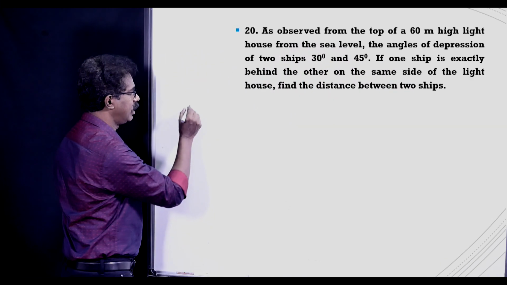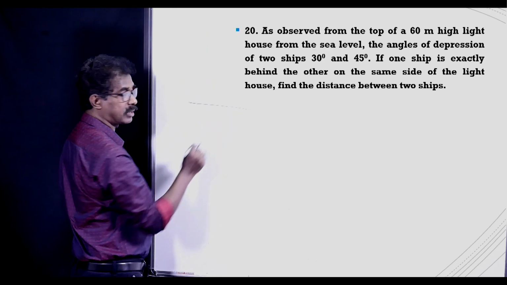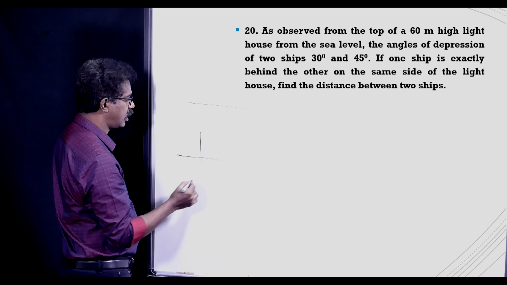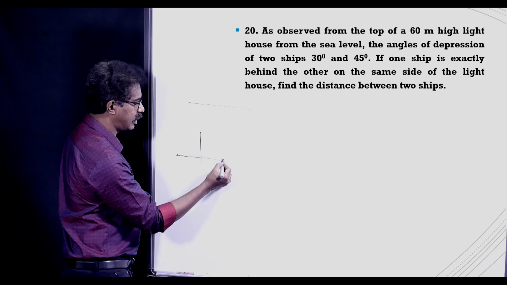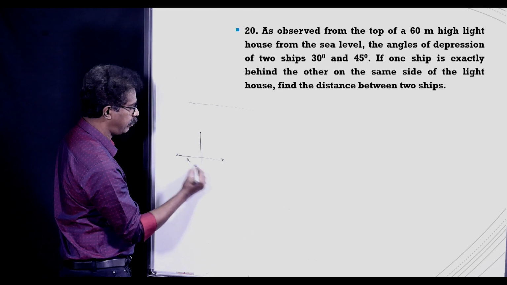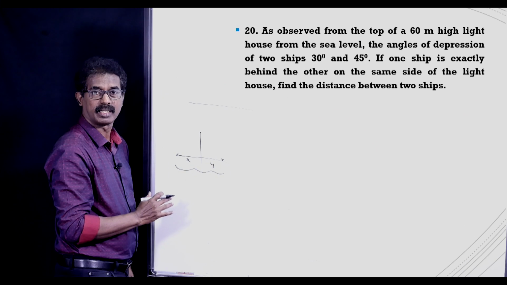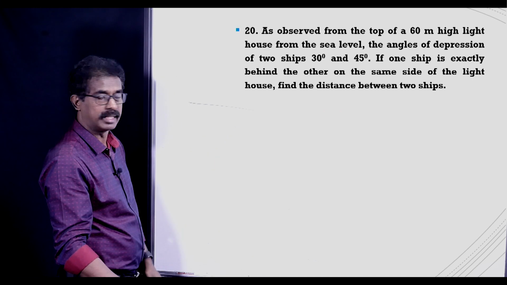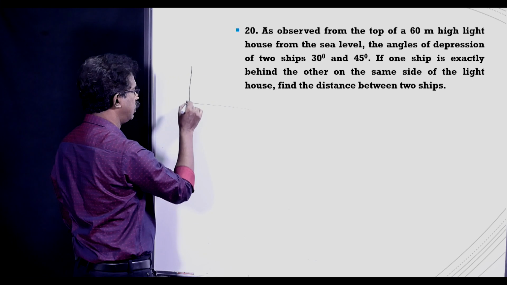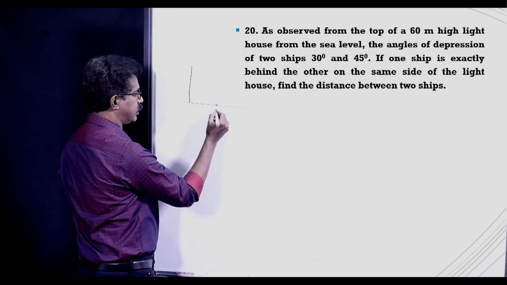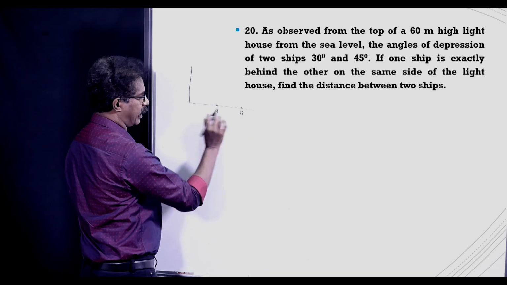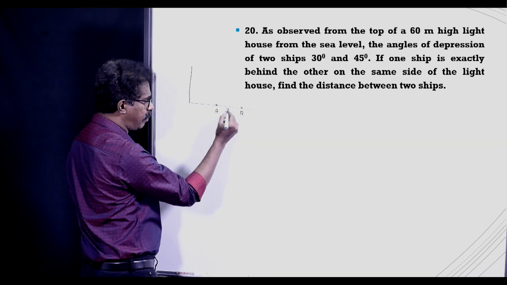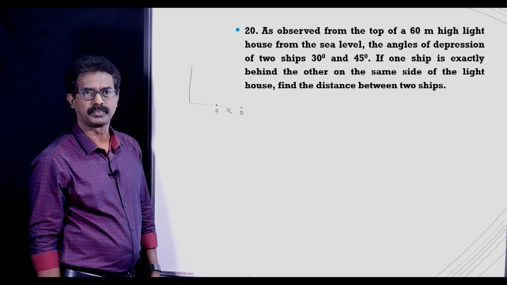So listen carefully. That's a lighthouse. Some questions will be like this, right? Lighthouse is here. One ship is on this side, one ship is on another side. Find the distance between them, X plus Y. That you find, right? But here, both the ships are on the same side. So lighthouse is here. One ship is here, another ship is here, one behind the other. Find the distance between them. This is what they asked to find.